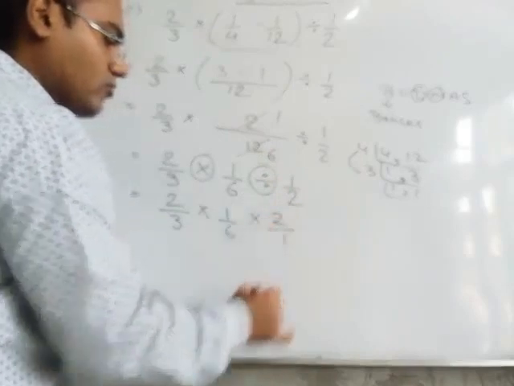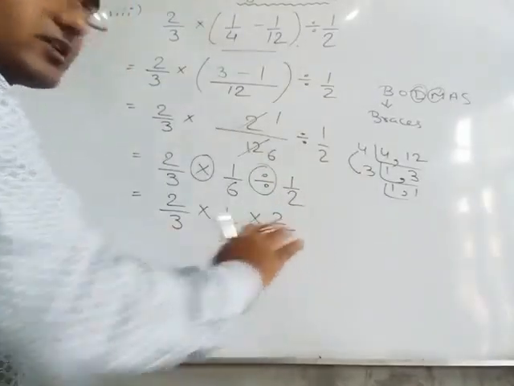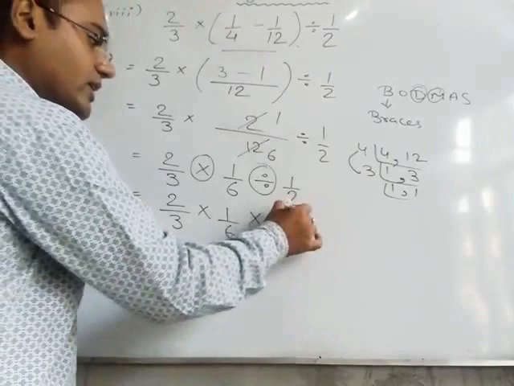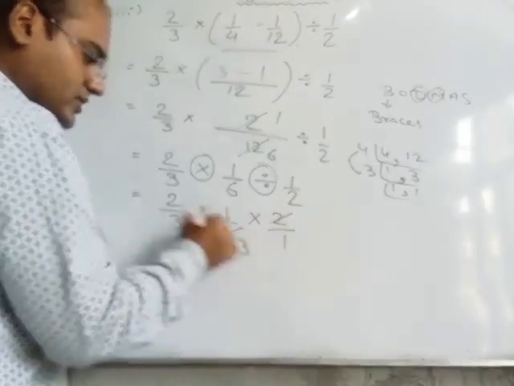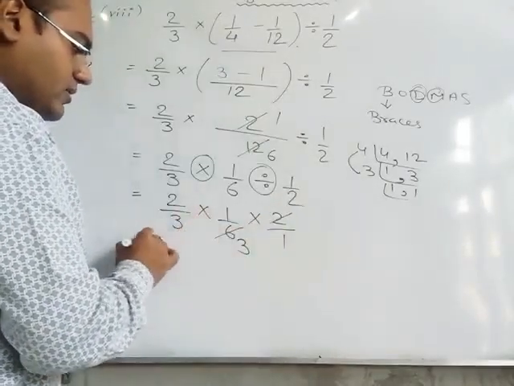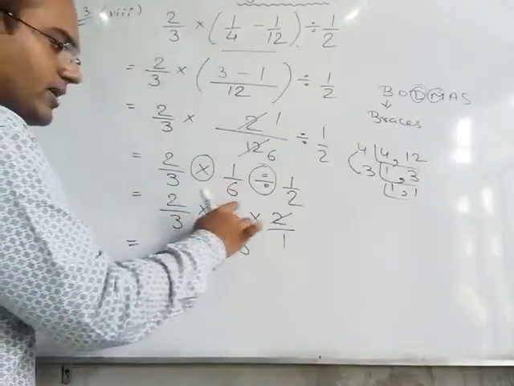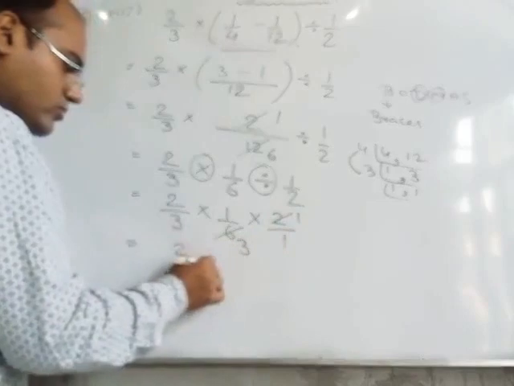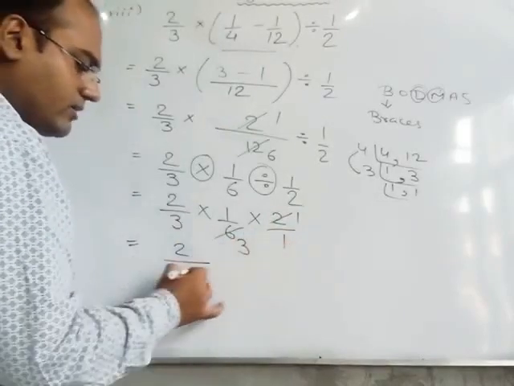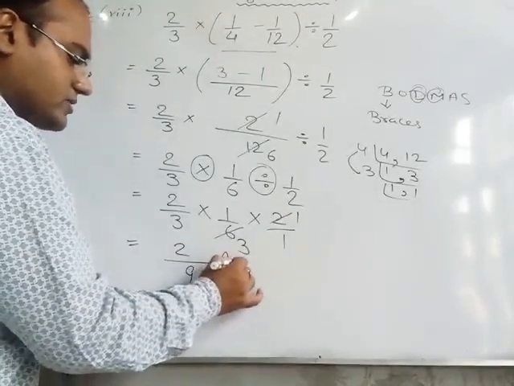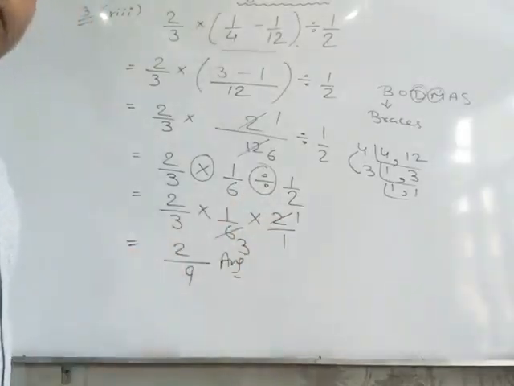So here we will write 2 upon 1. Now here all the things are in multiply, so we will cancel them. 2 3s are 6. Then nothing will get cancelled now. We will multiply all the numerators: 2 multiply 1 multiply 1 is 2. 3 multiply 3 multiply 1 is 9. So the final answer of this part is 2 upon 9.